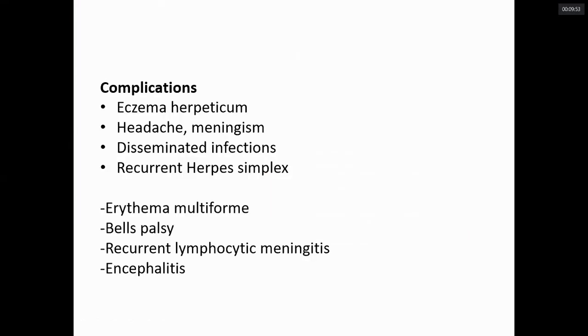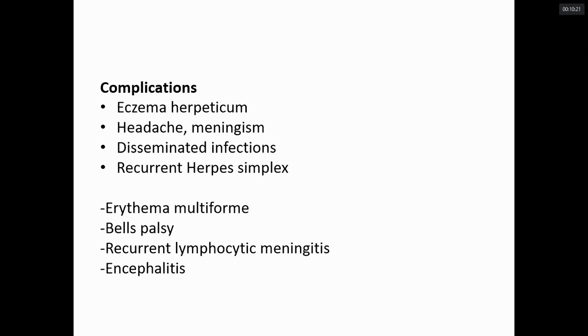And the complications of the herpes simplex virus: sometimes infections are complicated, like eczema herpeticum. Eczema herpeticum is the appearance of generalized herpes simplex virus infection in a patient who already has eczema over the body. There can be headache, meningism, disseminating infection, recurrent herpes simplex infection. There can be erythema multiforme also.